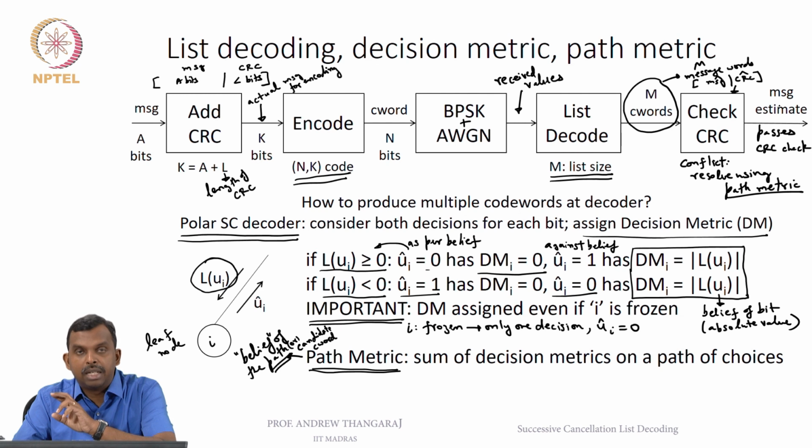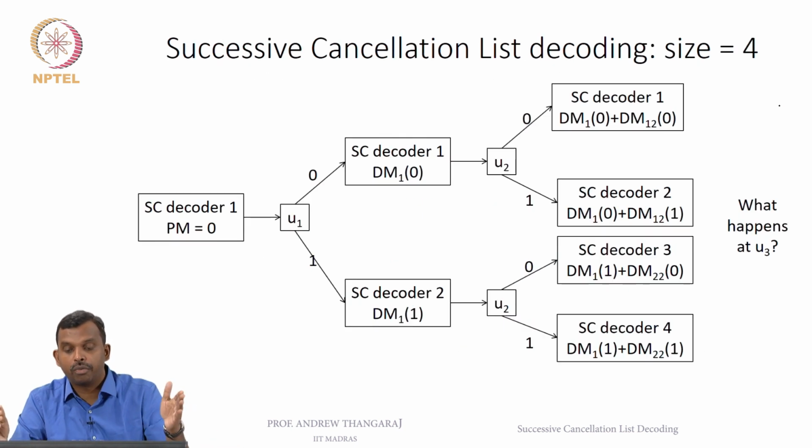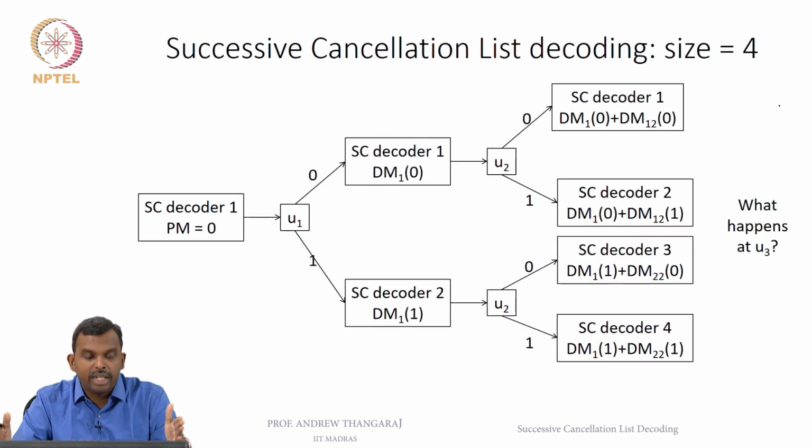You make multiple decisions on the code word bit depending on the beliefs. You might go against the belief. You put a penalty if you go against the belief, and keep track of a path metric, which gives you the confidence level on the particular path or the candidate code word. Okay, so this is how the list decoder generally works. Now let's look at it more carefully in terms of paths.